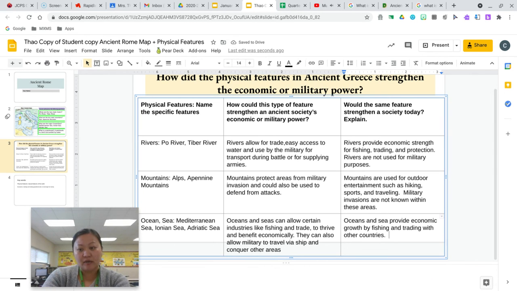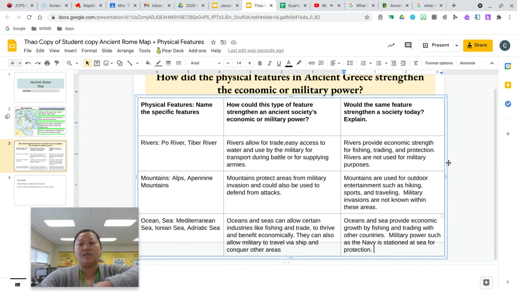Also, what about the military? What about the Navy ships, right? So we definitely don't use it for war or invasions, but we can say military power, such as the Navy, is stationed at sea for protection, just in case something was to happen, right?